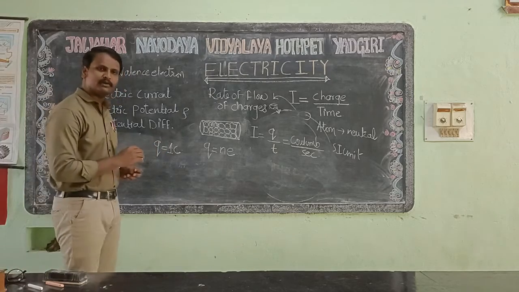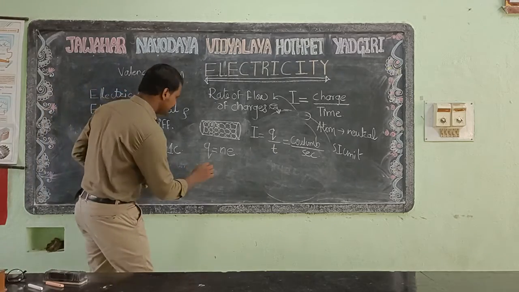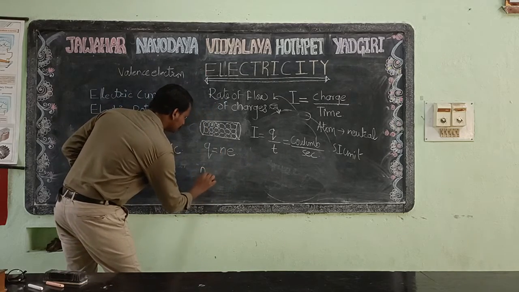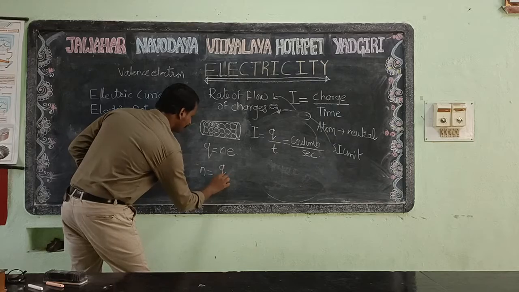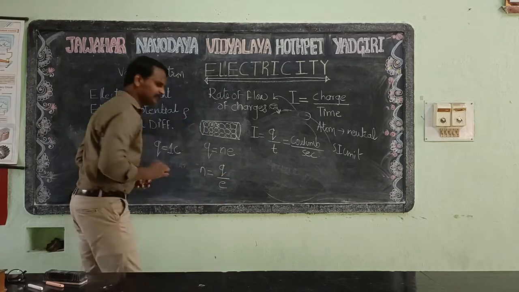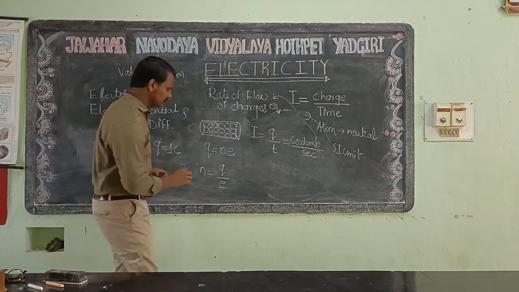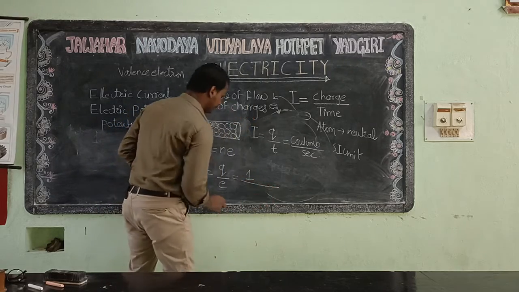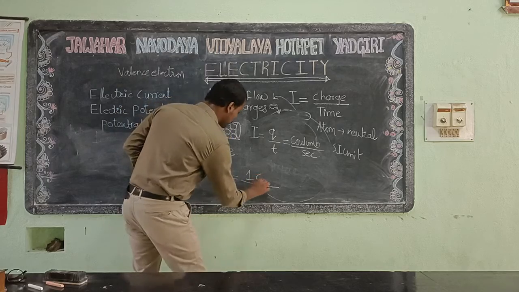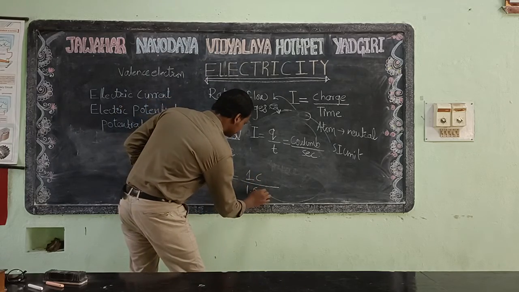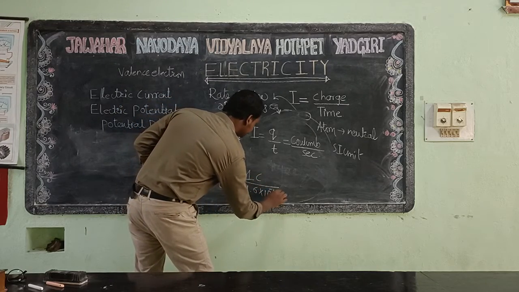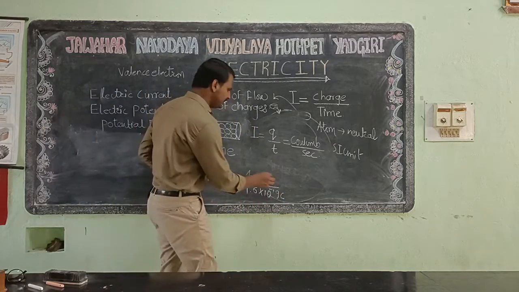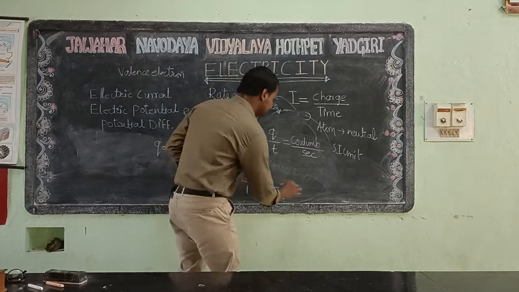From this we can find the number of electrons. Number of electrons is equal to Q by e, that is 1 coulomb divided by the charge of an electron, which is 1.6 into 10 raised to minus 19 coulomb. Now after dividing, we get 6.